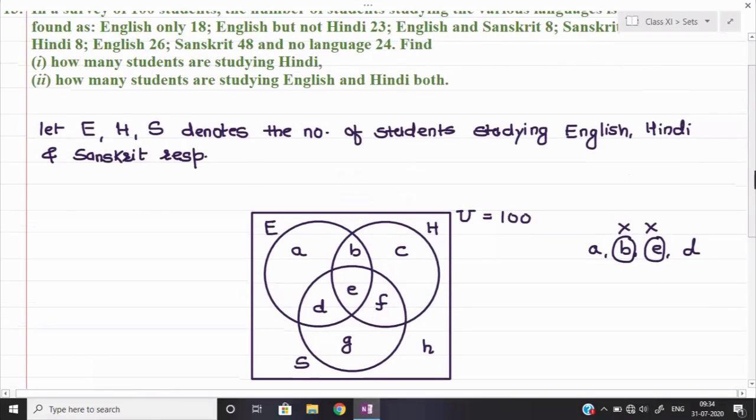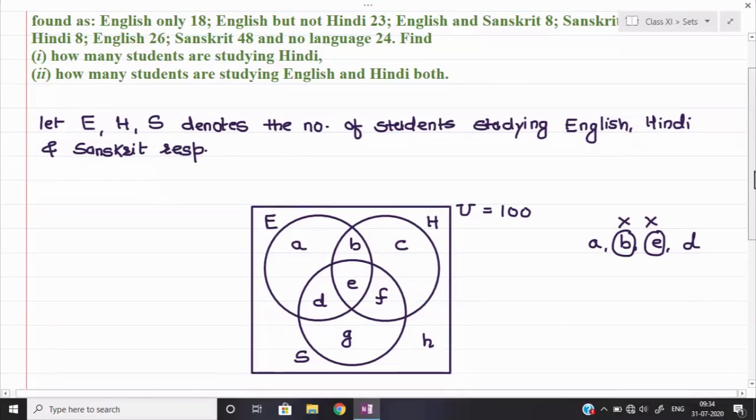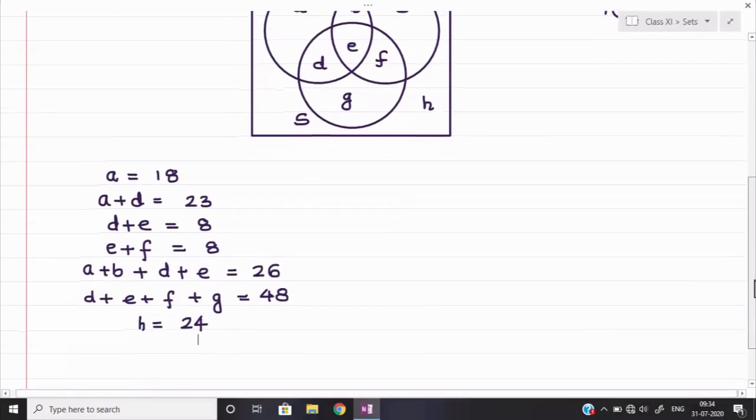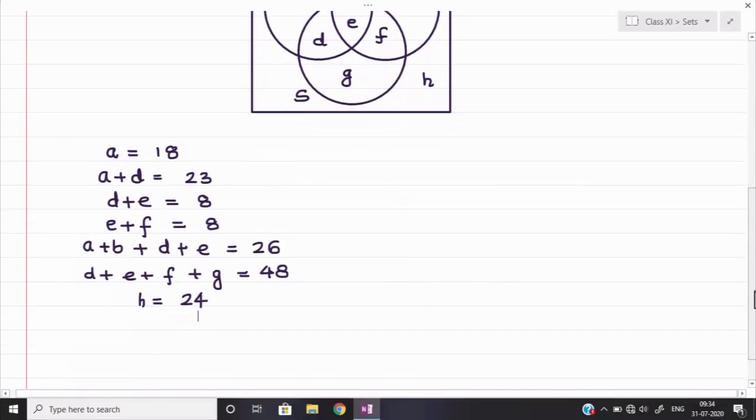Now what we require here: how many are studying Hindi, means we need to find out the elements of Hindi. Not only Hindi, they are asking the overall elements of Hindi, and how many students are studying English and Hindi both, means the common element between English and Hindi. So to find out the required information, first of all we need to find out the value of all these notations A, B, C, D, E, F, G. So all these values are required. Let us see how we can find them.